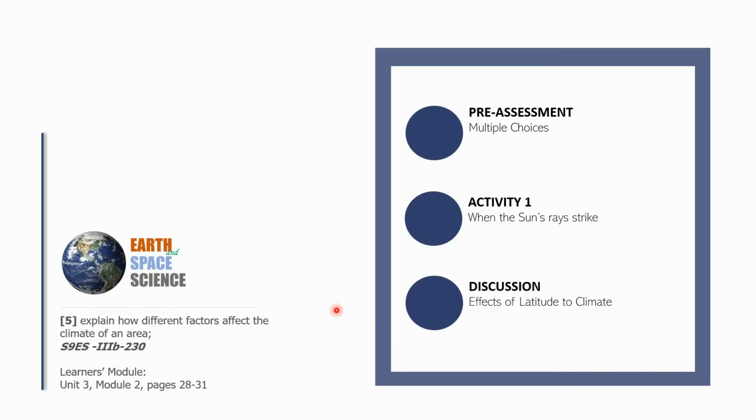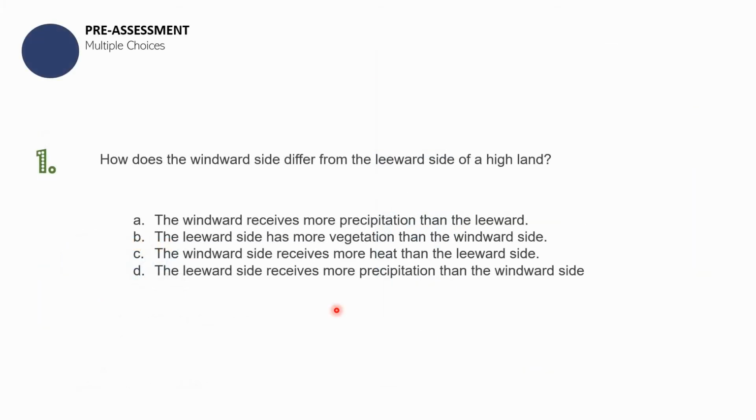So, let's begin. Get your notebook and your pen or pencil, and then answer the following questions. For the first question in this pre-assessment, how does the windward side differ from the leeward side of a highland?